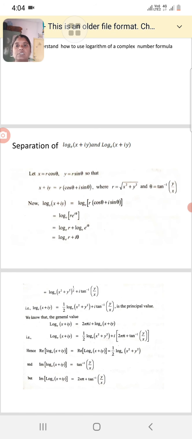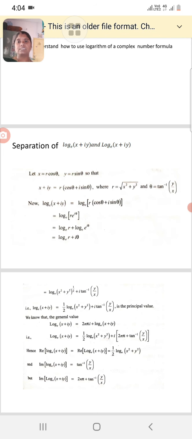For example, separation of log of x plus iy to the base e. For this, we have to take x in terms of trigonometric form, that is x is equal to r cos theta, and y is equal to r sin theta, so that x plus iy is equal to r into cos theta plus i sin theta, that is r into e to the power of i theta, where r is equal to root of x square plus y square and theta is equal to tan inverse of y divided by x.